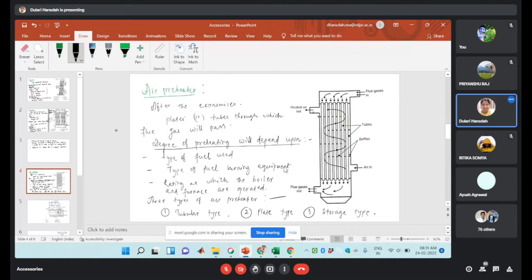Ma'am, how is the rating calculated in the boiler, the rating of the boiler and furnace written here? Where? These ratings at which the boiler and furnace are designed; ratings are given as per the working pressure of the boiler.